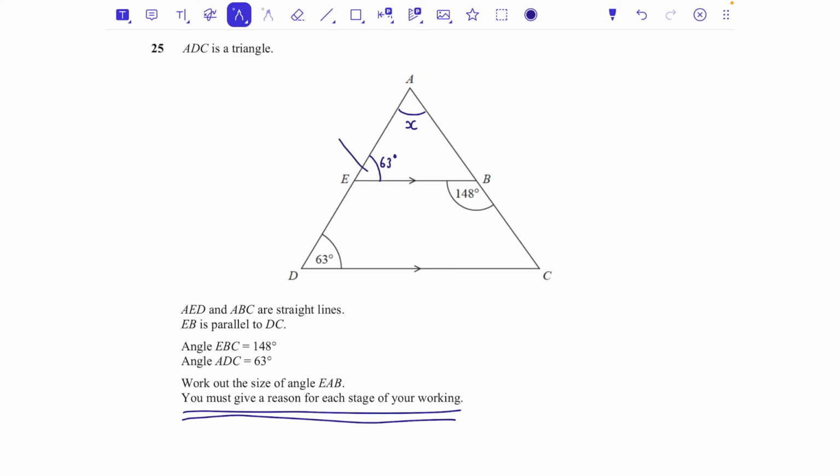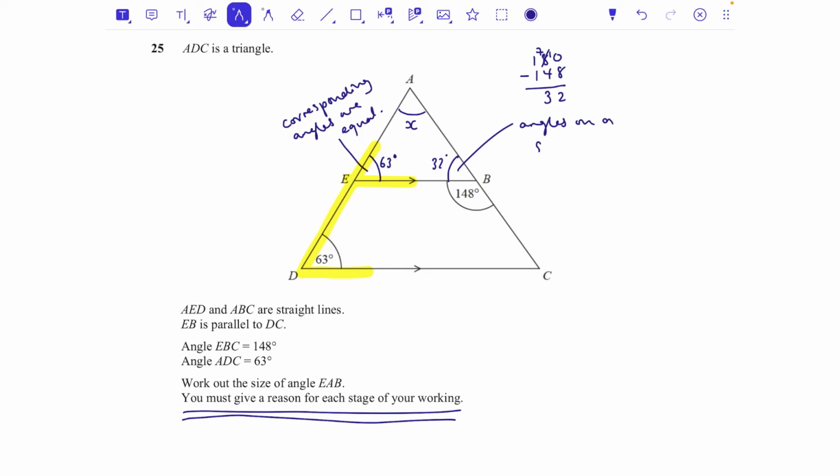Why do I know that? Well, looking at these parallel lines, I can make that F shape. And so that is corresponding angles are equal, is the rule that we're using there. So corresponding angles are equal. Perfect. And then this angle here, I know that if I do 180 take away 148. Now remember, more on the floor, borrow from next door. 10 take 8 is 2. 7 take 4 is 3. So this angle here is 32 degrees. What's the reason? Well, it's angles on a straight line add up to 180.